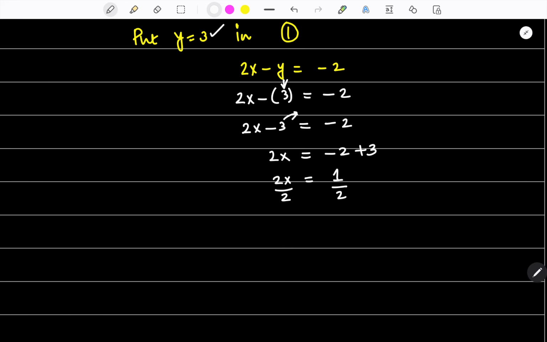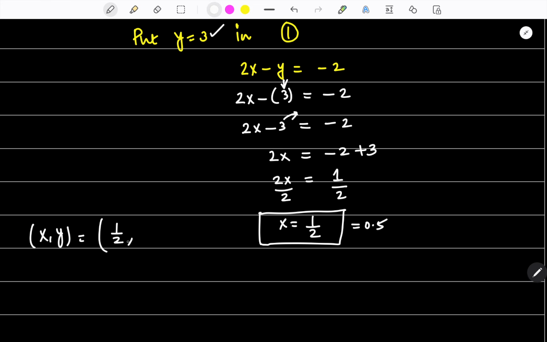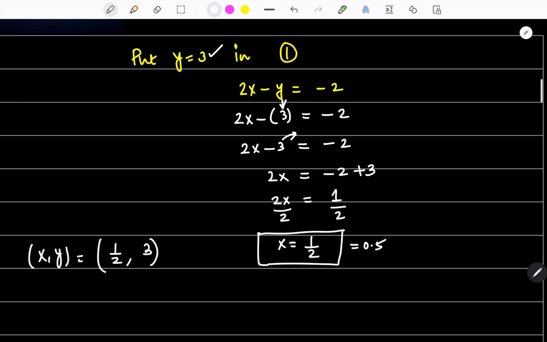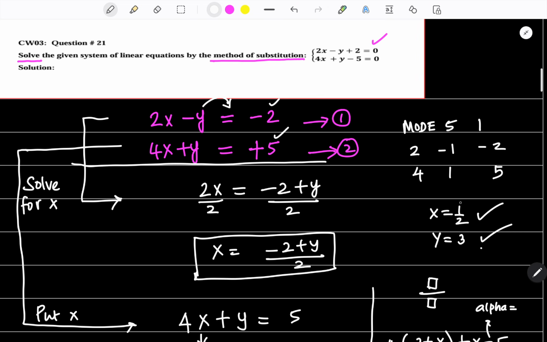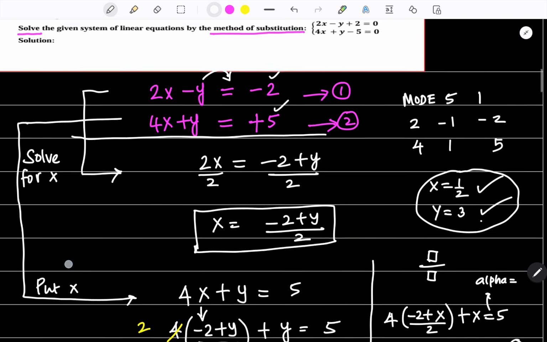So when I divide by 2, x is equal to what? 1 by 2, which is nothing but what? 0.5, right? So finally your x comma y is equal to half and the y value is what? 3. So I will check it with my calculator whether the answer is correct or not. Okay, just now we took the answer from the calculator. Wow, fantastic, right? Half and 3 is my answer. Okay. So now we are going to the next one.